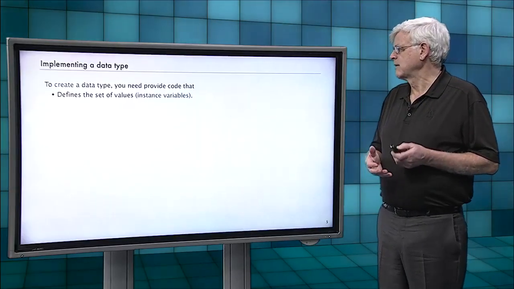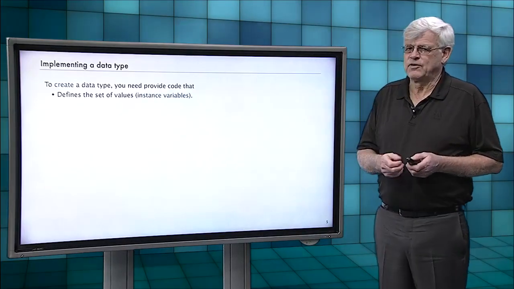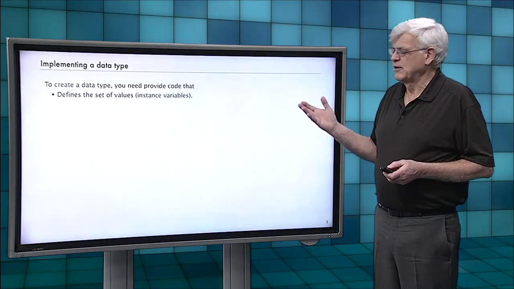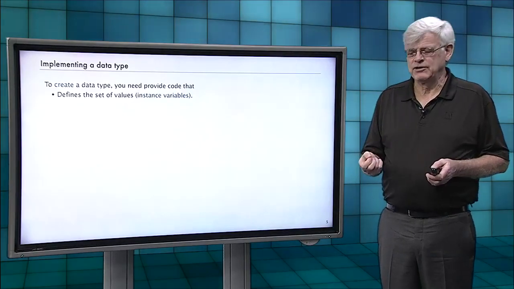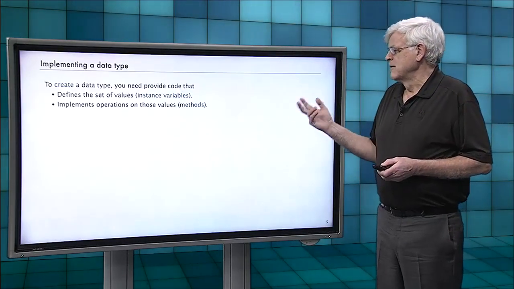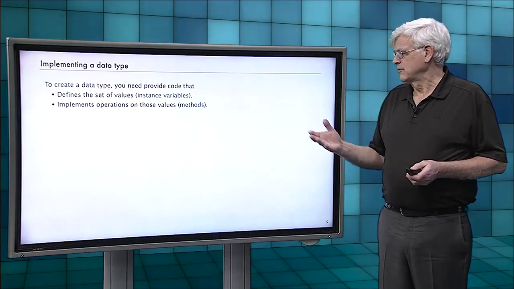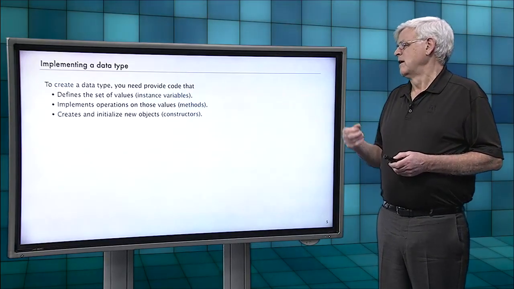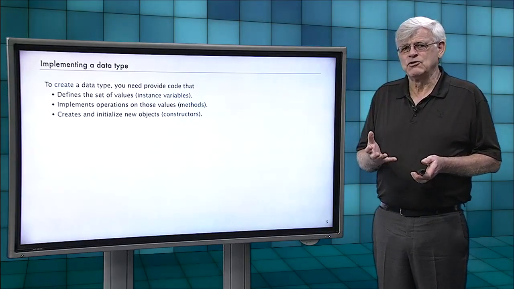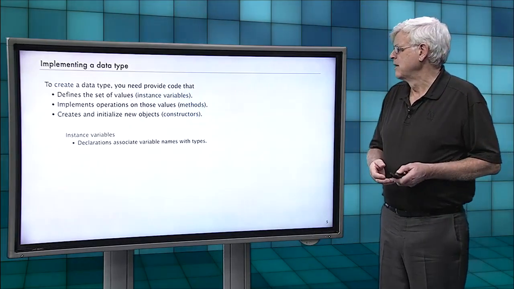So to create it, what we have to do is provide some code and very specific tasks that we need to do with this code. So one thing we have to do is define the set of values, and we do that with what's called instance variables. And then we have to implement operations on those values, and those are called methods. And we also have to be able to create and initialize the values of new objects, and we do that with special methods called constructors.